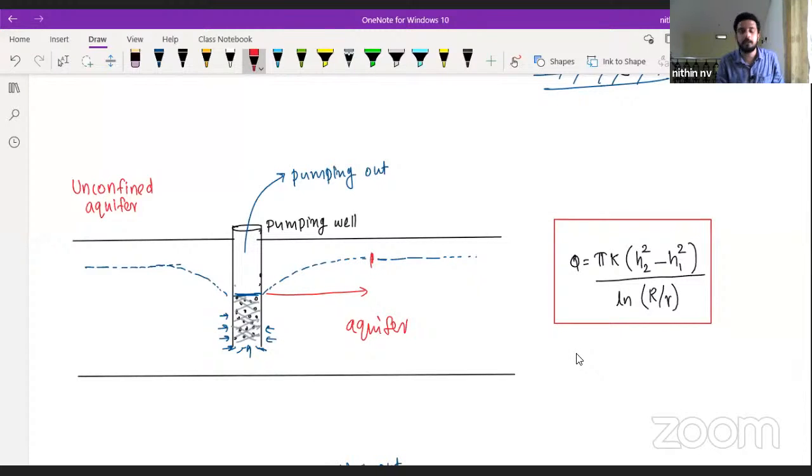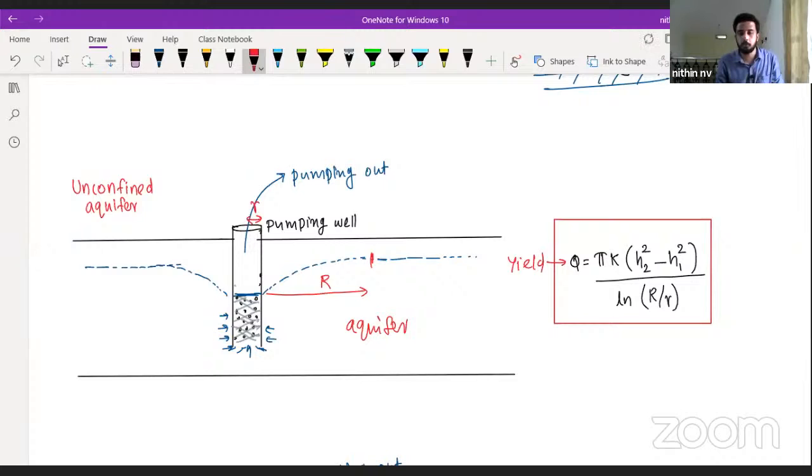So till this point it has affected. We call it the radius of influence area, capital R. And the radius of this pumping well is nothing but small r, nothing but diameter by 2. That is what we have written here, capital R and small r. This Q stands for the yield of the aquifer.